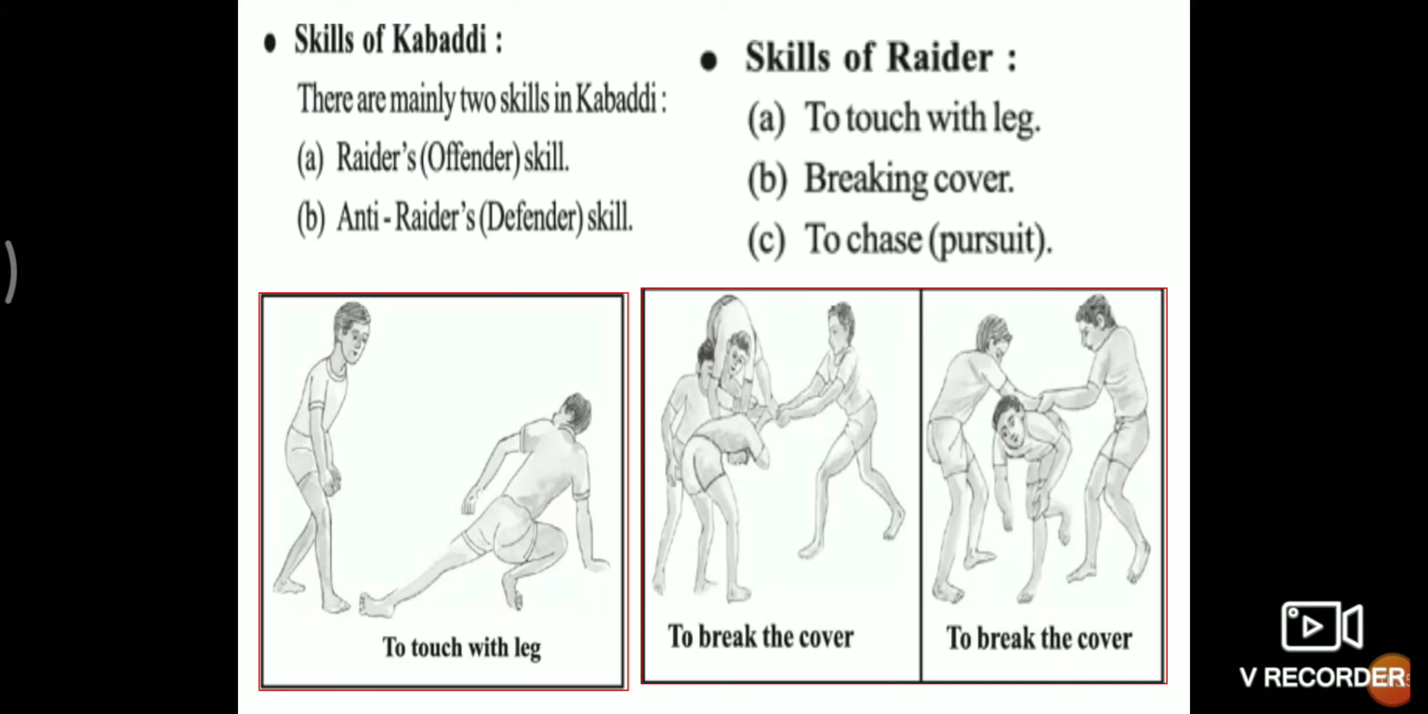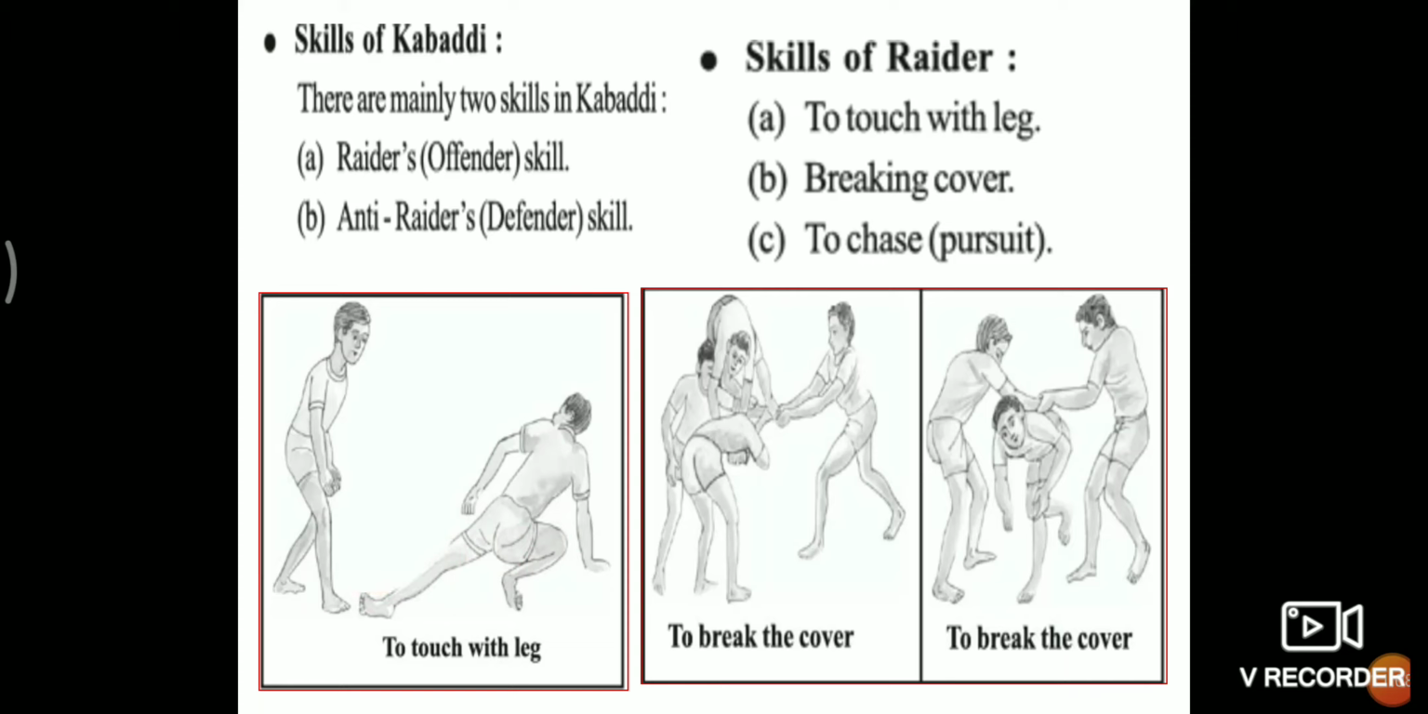First skill, to touch with leg. The rider goes into the opponent's court, chanting the word Kabaddi. He steadily, swiftly tries to touch the opponents by stretching his leg. Students, on the left hand side, the first figure, you can see, to touch with leg.